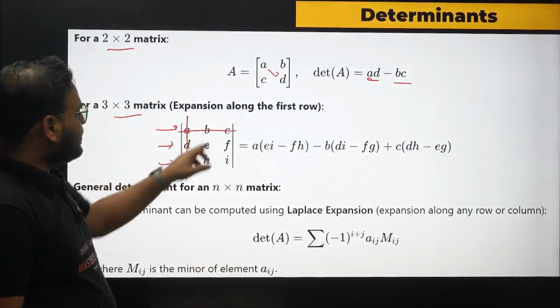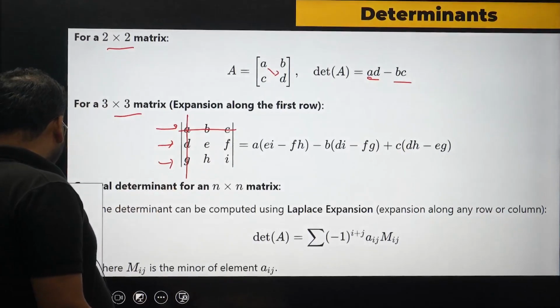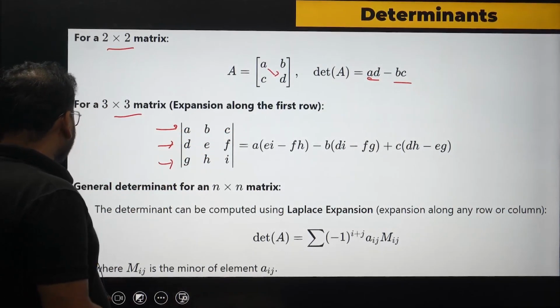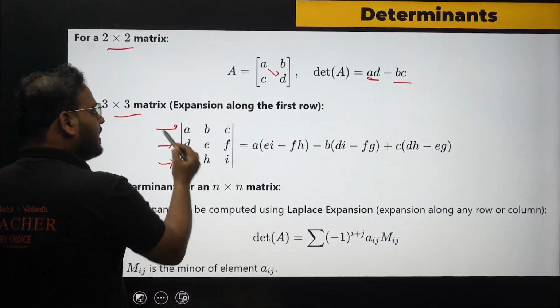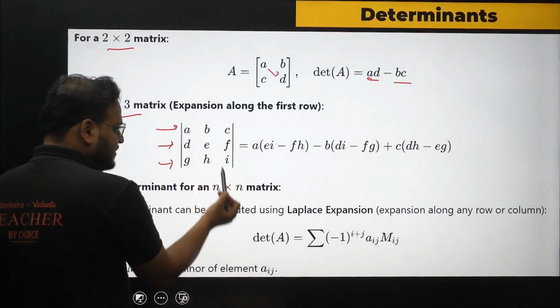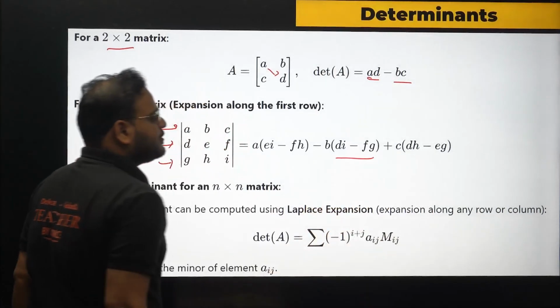Same way you're going to move to B this time. When you move to B, what will happen? You're going to remove the second column and first row. So you'll have what? DI minus GF. DI minus FG or GF.